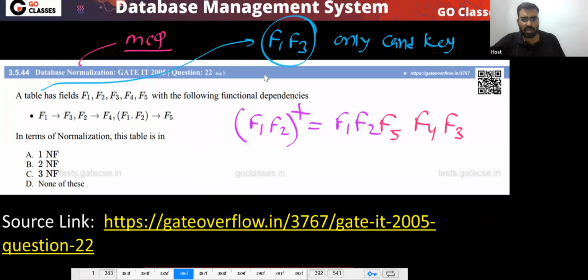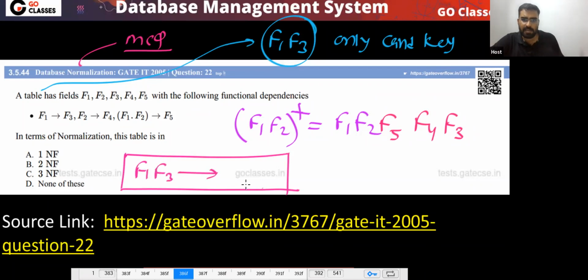Now, can you notice this relation is not in 2NF? Why? What is the violation? Because you have this type of partial dependency. Look at this partial dependency. F1, F2 is the only candidate key. So you can notice that this is the violation.